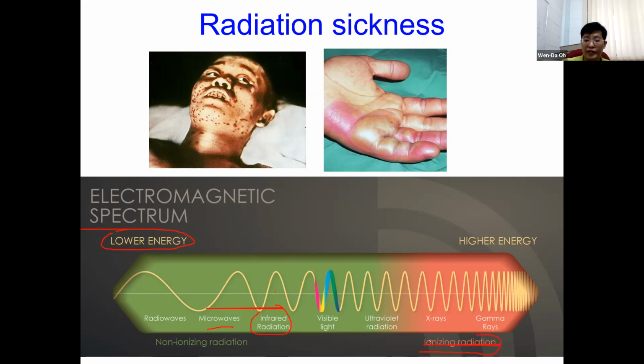If you look at ionizing radiation, it is of higher energy. You have gamma rays, X-rays, and UV rays. UV rays are in between visible light and X-rays. So exposure to UV can actually cause a lot of harm too, although not as severe as gamma rays.